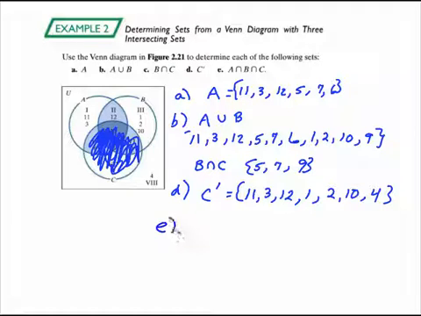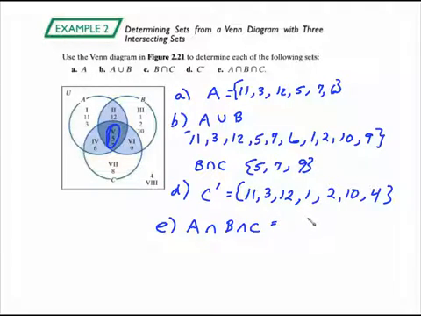Last thing is A intersect B intersect C, and you should remember from one of the lessons previous that A intersect B intersect C is just this portion that's in here, and that is 5, 7.